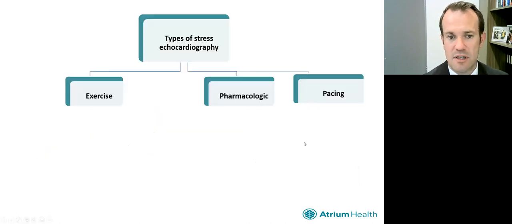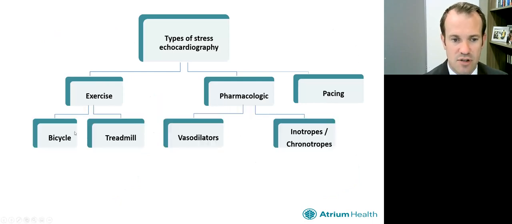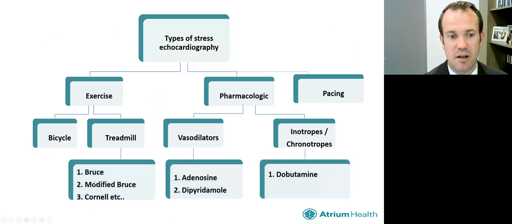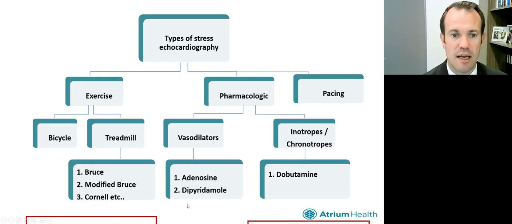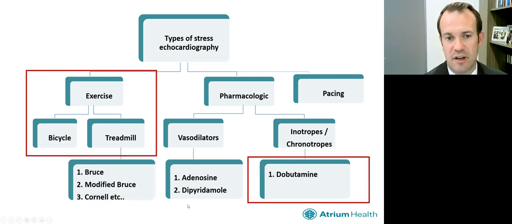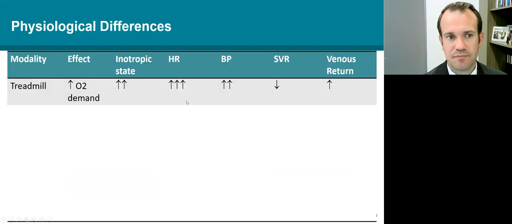So we obviously can do exercise testing, we can do pharmacological testing or pacing. For exercise, we can use a bike or a treadmill. For pharmacological testing, we can use vasodilators or inotropes. And for the treadmill and for the bike, we've got many different protocols we can use. Vasodilators, really, we're talking about using adenosine or dipyridamole. And for the inotropes, we're talking about dobutamine. But really, for most echocardiographic labs around the country, what we're talking about is exercise echo and dobutamine echo. And so the bulk of this talk is going to be focusing on those modalities.